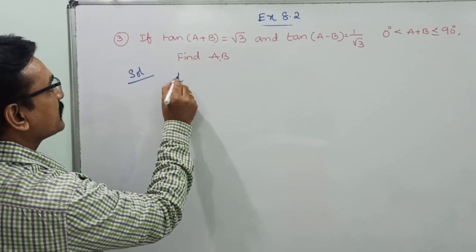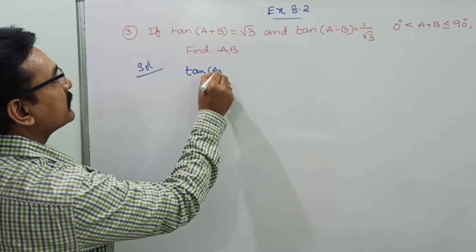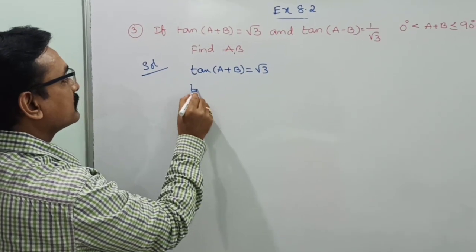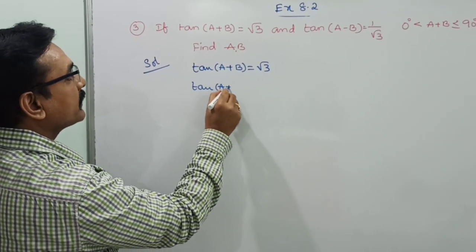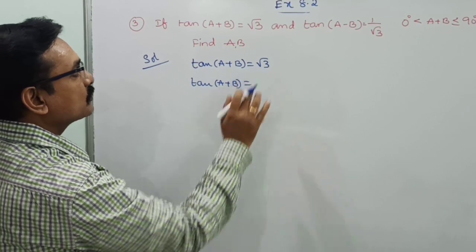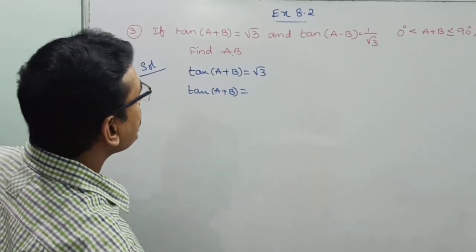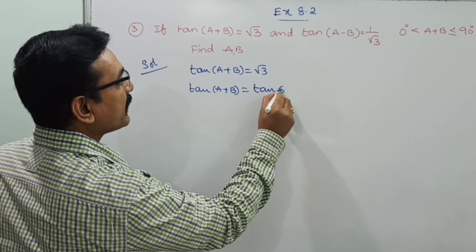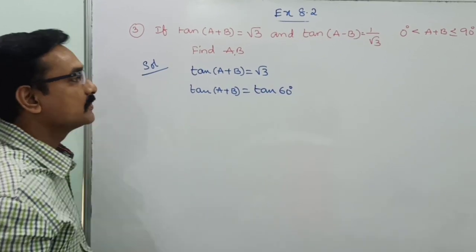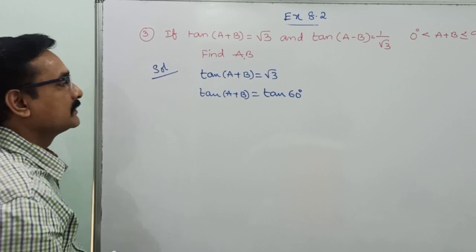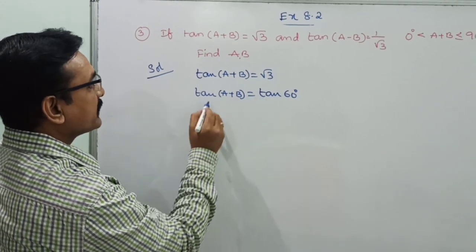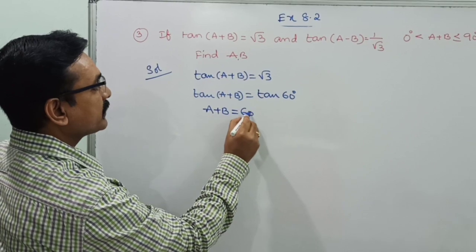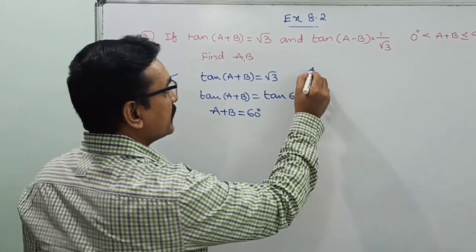Now first in the question they have given tan of A plus B equals to root 3. So root 3 value in terms of tan, we will get in terms of tan as tan 60 degrees value is root 3. So on both sides tan get cancelled. We can get the value A plus B equals to 60 degrees.